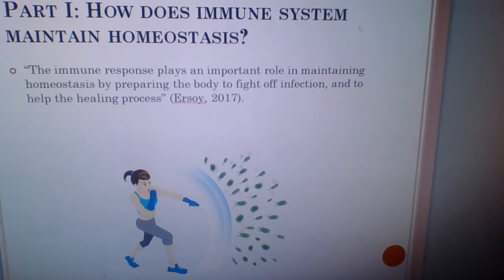How does the immune system maintain homeostasis? The immune response plays an important role in maintaining homeostasis by preparing the body to fight off infection and to help the healing process.